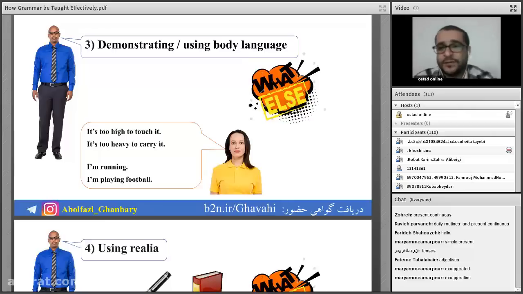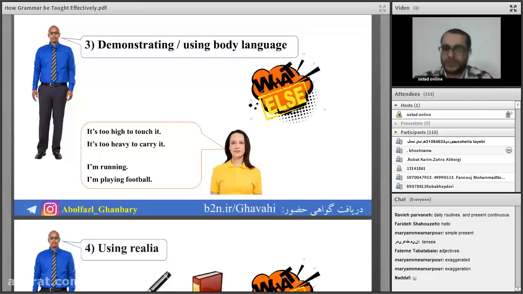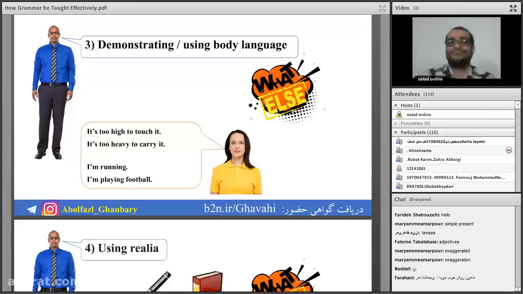Oh, for example, for present continuous. Again, you can do some action in the classroom. Yeah? Do some actions in the classroom while saying the sentences. I'm running while showing you're running. I'm playing football while showing you're playing football. Demonstration and using body language again can help us to forget explanation.